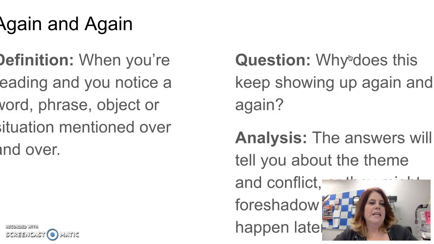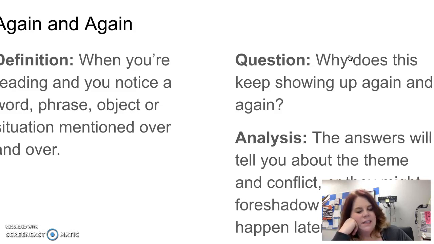And then the next one is again and again, which you will find in your reading today. This is when you're reading and you notice a word, phrase, object, or situation that's mentioned over and over and over. And you should be asking yourself, why does this keep showing up again? You're just going to notice that this idea keeps coming up. It can be a word, a phrase, an object, but it just keeps showing up. And you're like, wait, this thing must be important.